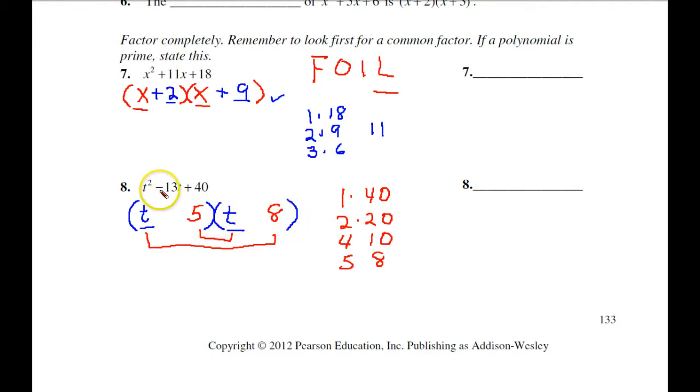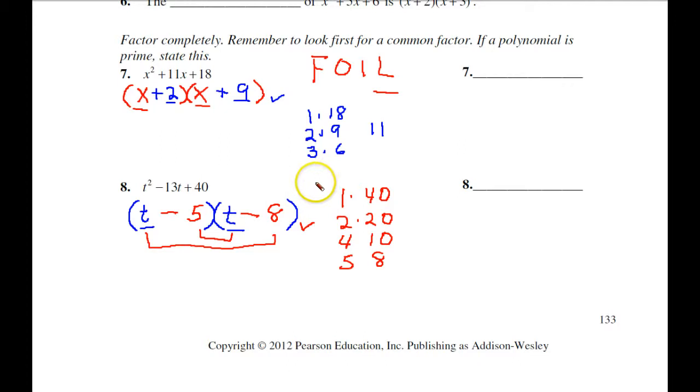But notice I need a negative 13. So this has to be a positive. This has to be a negative. Now the only way that will happen is if this sign is negative and this sign is negative, because the multiplication of two negatives gives me a positive, but when I add them up, it gives me a negative 13t as my middle term. So this one checks.